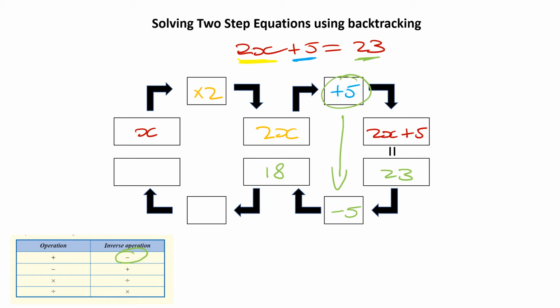Now, what's my next operation that I have to do an inverse of? It's up here. That's a multiply. So therefore, I need to divide. So I'm going to put a divide by 2. So 18 divided by 2 is 9. So my answer is x equals 9. So that's how we can use backtracking for solving one-step and two-step equations.